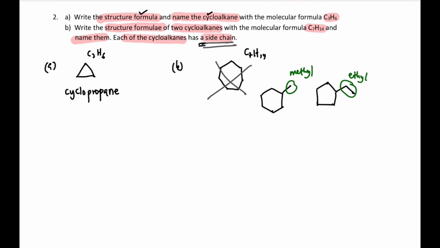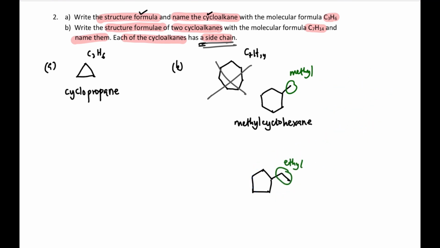So the name for this one is methylcyclohexane. Alright, and then for the other one it's ethylcyclopentane, because the parent has 5. This one, the parent has 6 carbons. And you can also draw, other than this, the other option is 4, and then you got like this, 3 carbons.